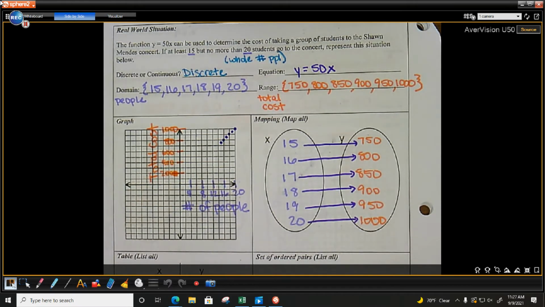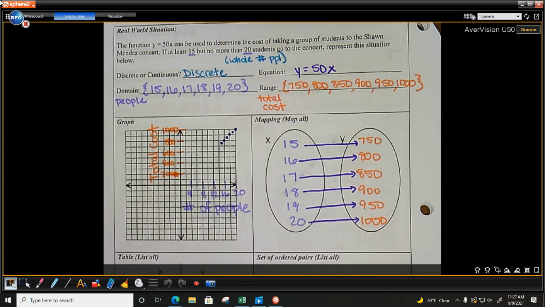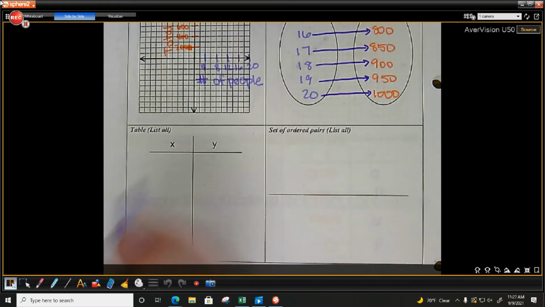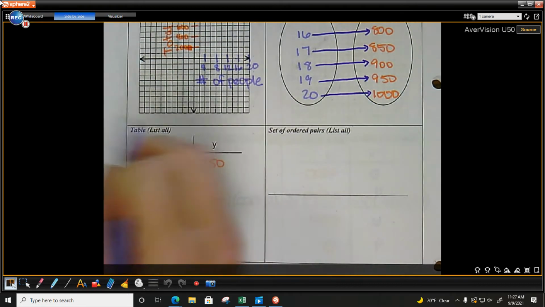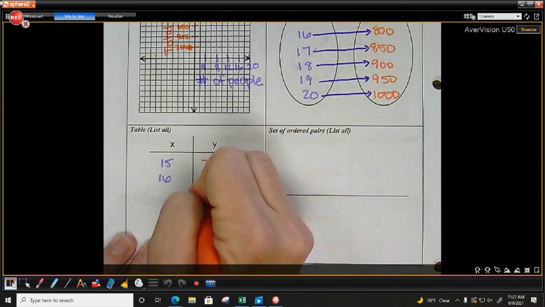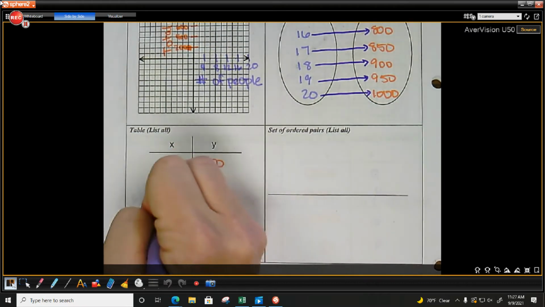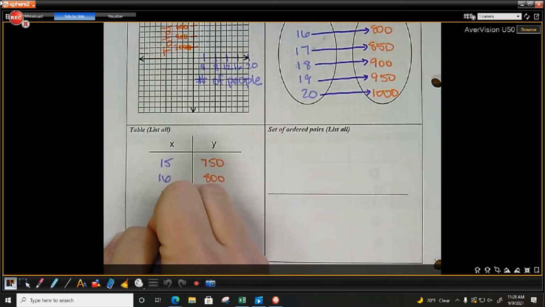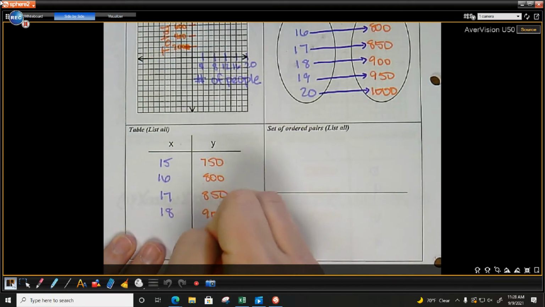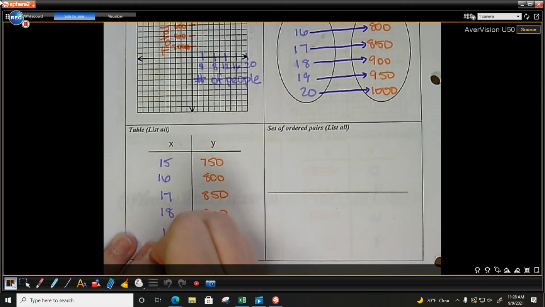Remember, when you're doing your mapping, you're going from your starting x value going to your y value. Good? Now let's do our table. 15 is paired with 750. 16 has a cost of 800. 17 has a cost of 850. 18 has a cost of 900. 19 has a cost of 950. And 20 has a cost of 1,000.